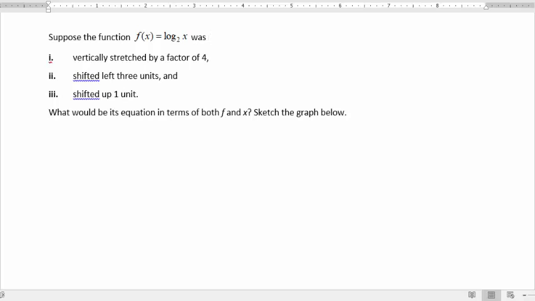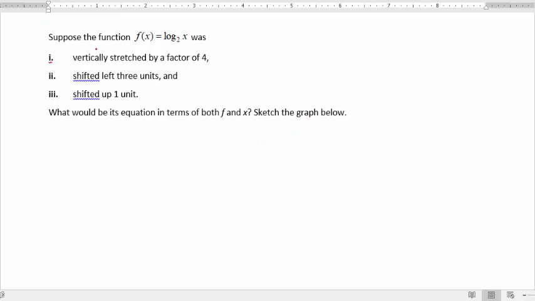So continuing with our transformation of logarithmic functions discussion here, let's suppose again we still have the original function f of x equals log base 2 of x, right? And we did various transformations to it, right? So let's say we first vertically stretched it by a factor of 4, then we shifted it left 3 units, and then we shifted it up 1 unit. What would be its equation in terms of both f and x? And then we sketch this below.